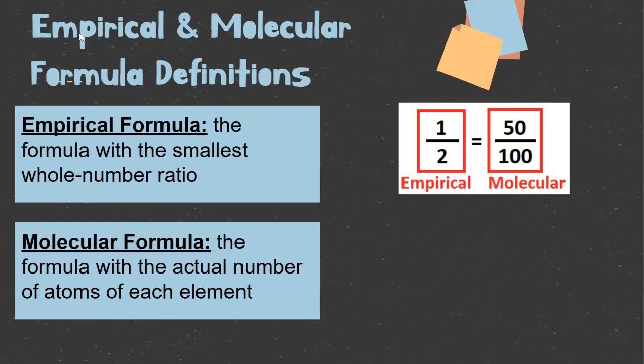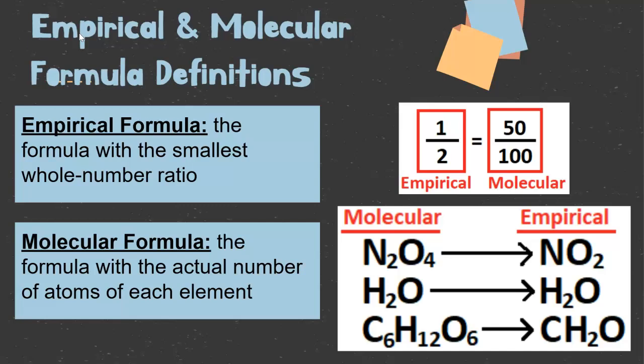Once you have your percent composition, there is a way to use that percent composition to calculate your empirical formula. An empirical formula is the formula with the smallest whole number ratio. That means it's the smallest version of your compound. The molecular formula is the formula with the actual number of atoms of each element. For example, 1 over 2 is the same thing as 50 over 100, but 1 over 2 is the smallest possible version of that ratio.